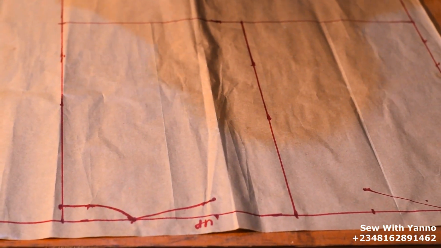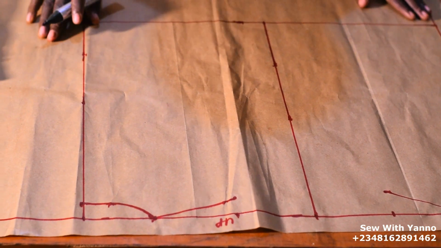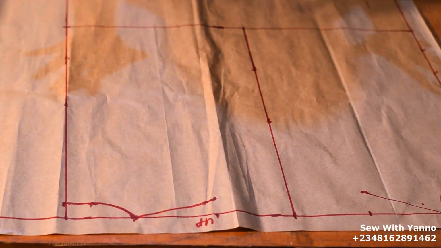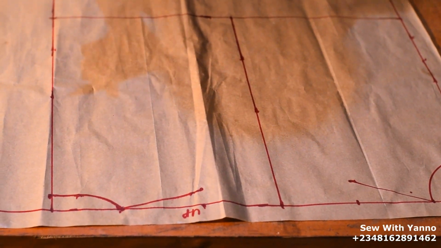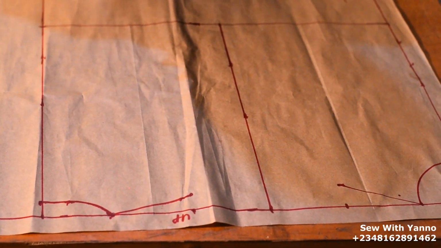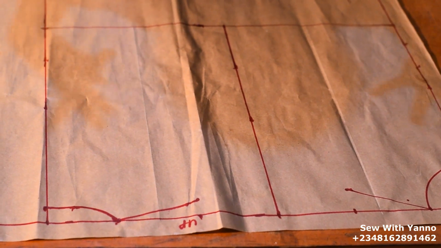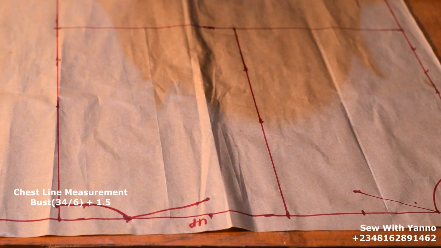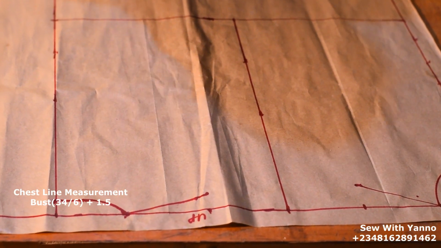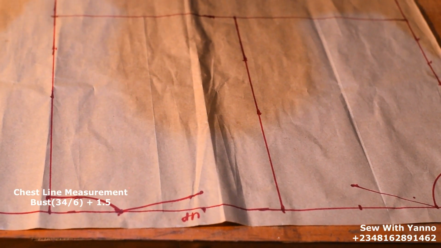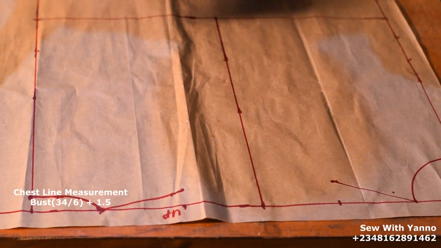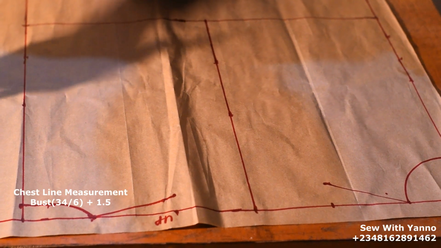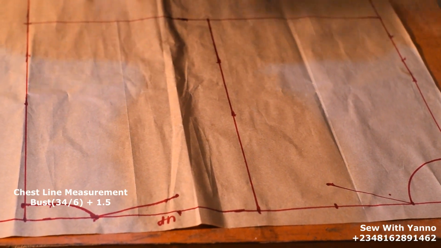Now the next measurement we'll be taking is our chest line measurement, which is same as our armhole measurement. How do you get your chest line measurement if you did not measure? One of the ways you can get it is to divide your bust by 6 plus 1.5. My bust is 34, divided by 6 plus 1.5 is giving me 7.16.